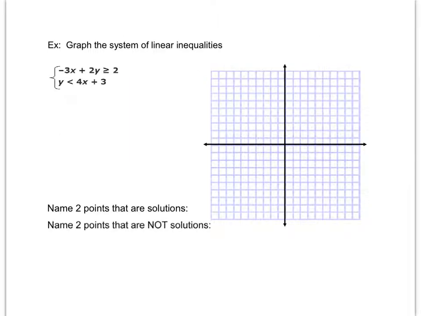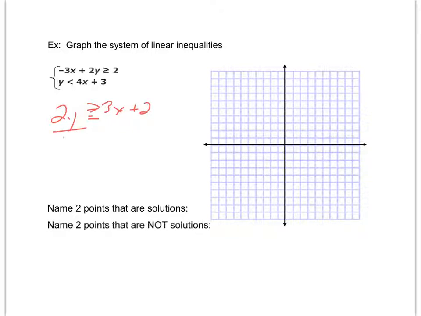Okay, let's look at this example right here. I got two inequalities. Negative 3x plus 2y is greater than or equal to 2, and y is less than 4x plus 3. Let's look at the first one. That is not in slope-intercept form. So the first thing I'm going to do, just to make my graphing easier, is write that in slope-intercept form. And do you agree I can add 3x to both sides? So I'm going to get 2y is greater than or equal to 3x plus 2.